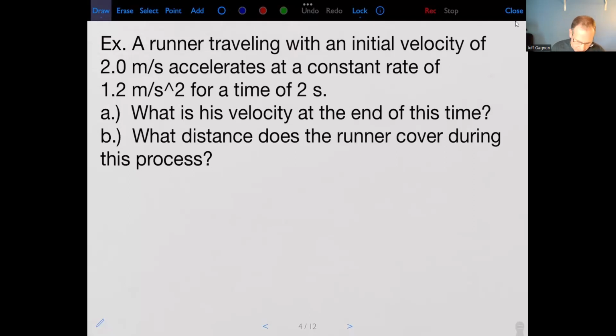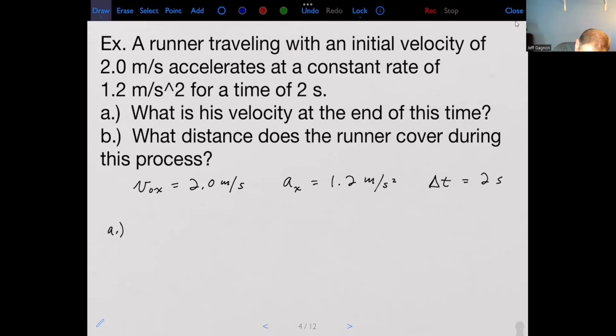Okay, so first thing I would do is write down, what do we know? Well, we know that the initial velocity is 2, right? So we can write v naught x is equal to 2.0 meters per second. That's known. We also know the acceleration, I'll call it ax in this case, because we're in the x direction, is 1.2 meters per second squared. And we know the time, right? So we know that the time interval, delta t, was equal to 2 seconds. And what are we looking for? Well, in part A, we're looking for the velocity at the end of this time interval. So we're looking for vx, right? The final velocity. That we don't know.